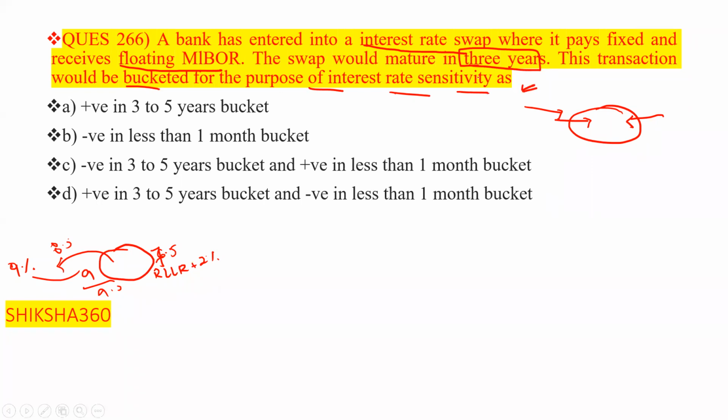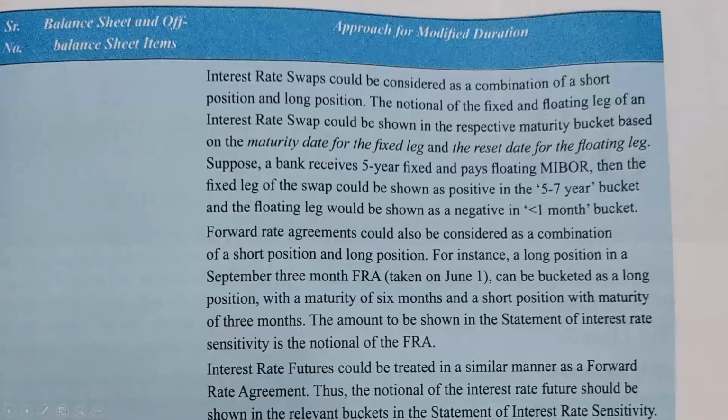I included this question because I know that many of the students will go with option D, because in the book they have given the same line, but just twisted the word. Here they have: the bank has to pay fixed and the bank receives floating. In the book, what they have mentioned is just the opposite. That's why I have included it here also.